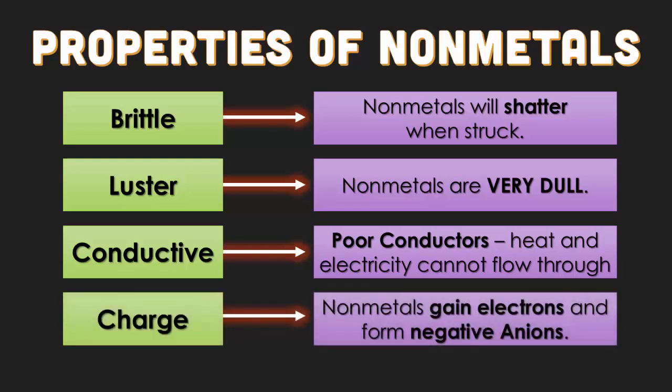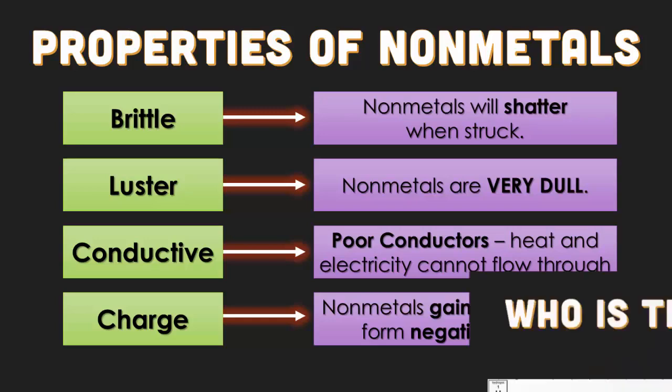So now when nonmetals turn into ions, they will always gain electrons and form negative anions. Again, they will gain electrons during a chemical reaction and form negative ions. You have to know this.